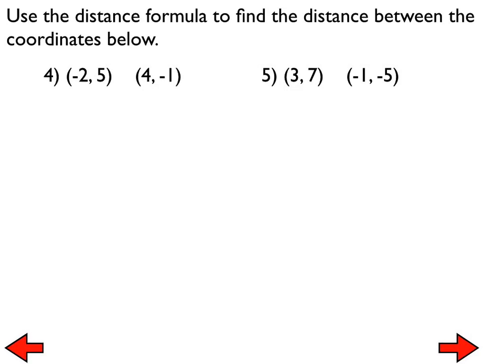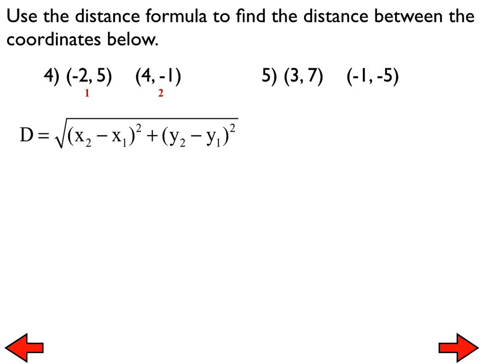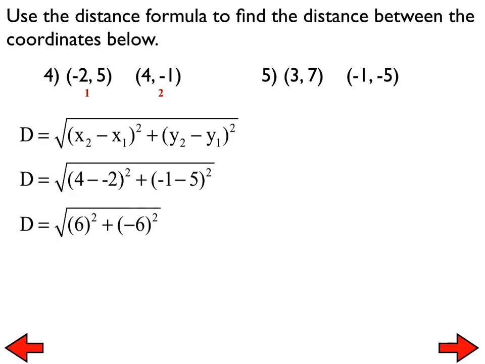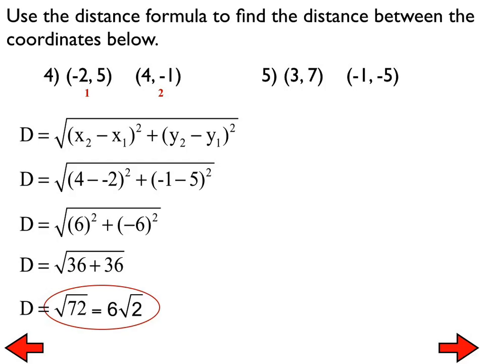Number 4, same idea. The only difference between 4 and 5 and 2 and 3 is that we end up with a square root that's not a perfect square. So in that case, we simplify the radical. So we plug in our x1, x2, y1, y2. We end up with the square root of (4 minus -2) squared plus (-1 minus 5) squared. So we end up with the square root of 6 squared plus -6 squared. And that would give me the square root of 72. And that's not the first time we've seen the square root of 72. That would be 6 square roots of 2.